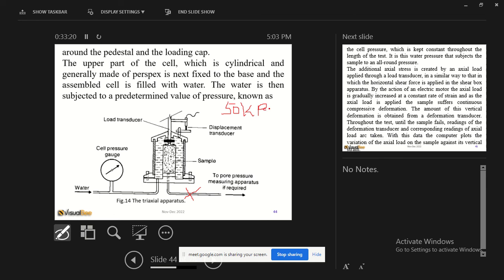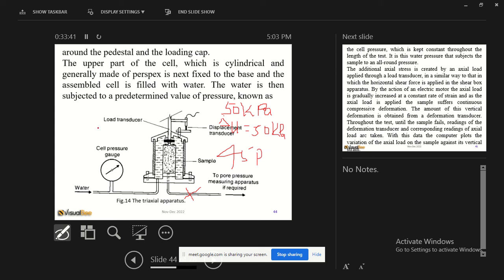After a few minutes, if the sample is saturated, the increase in pore water pressure should also be around 50 kPa, or at least 45 kPa. I think 45 is 90%.